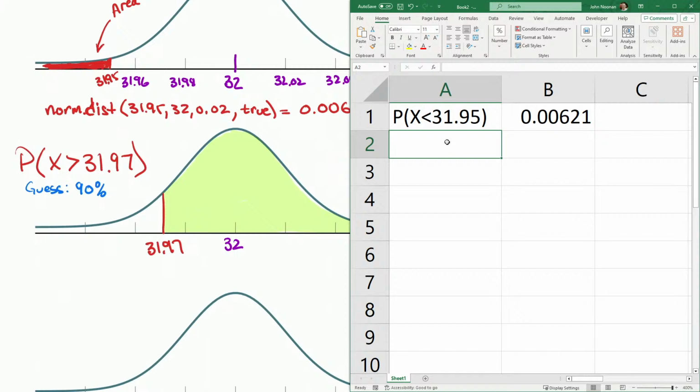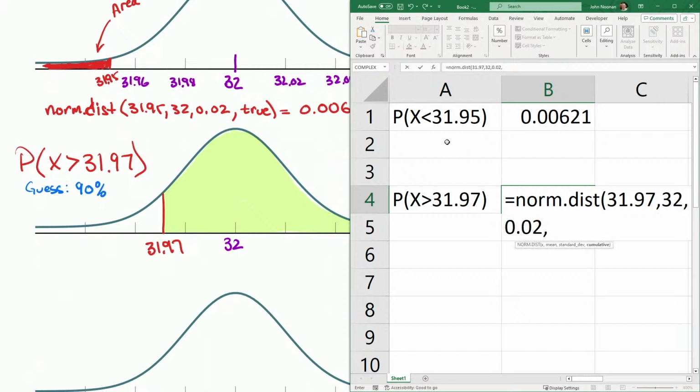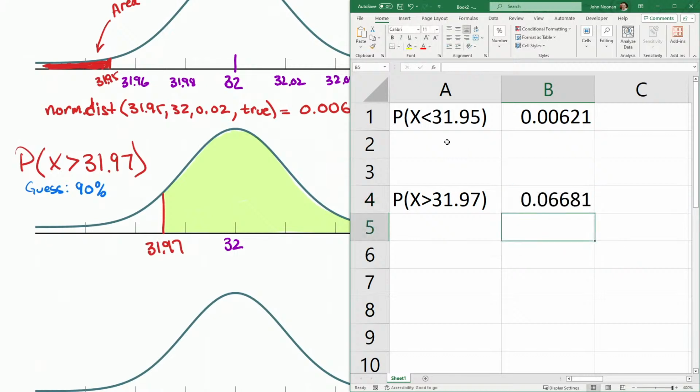Now we're going to do the probability that X is greater than 31.97. Let's do the same thing: equals norm.dist, and then we have 31.97, and 32 is the mean, and 0.02 is the standard deviation, and we truly want the cumulative answer. Hit enter.